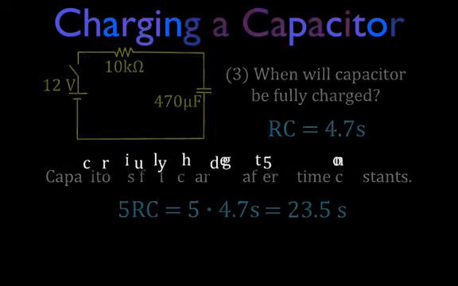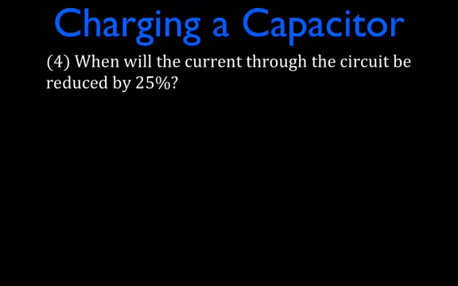Okay, and then the last thing we're going to do is we are going to figure out when will the current through the circuit be reduced by 25%. Now, this is the equation we use to calculate the current with respect to time, equal to the maximum current, the initial current. Remember, when you're charging a capacitor, current goes to its maximum and then decreases exponentially over time. So it's the maximum current times e raised to the power of minus t over RC.